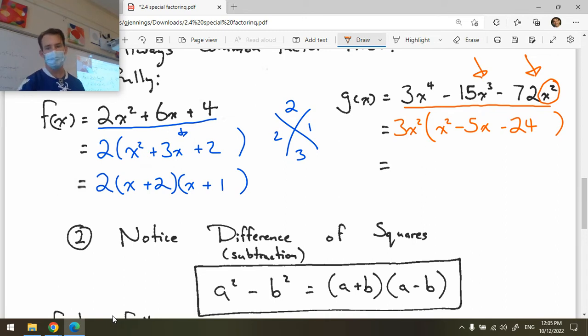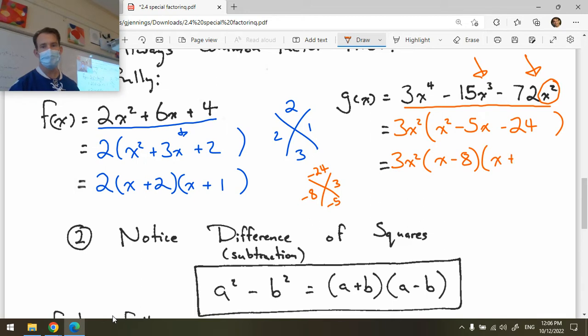So now we have a quadratic that will factor. And I want to win an x game. The x game I want to win is multiply to negative 24 and add to negative 5. What two numbers will do that? Negative 8 and 3 are my winning numbers. Ding, ding, ding, ding, ding. Negative 8 multiplied by 3 will absolutely add to negative 5 and multiply to negative 24. So this one factors into 3x squared multiplied by x minus 8 multiplied by x plus 3. Done, final answer. Can't be factored further.